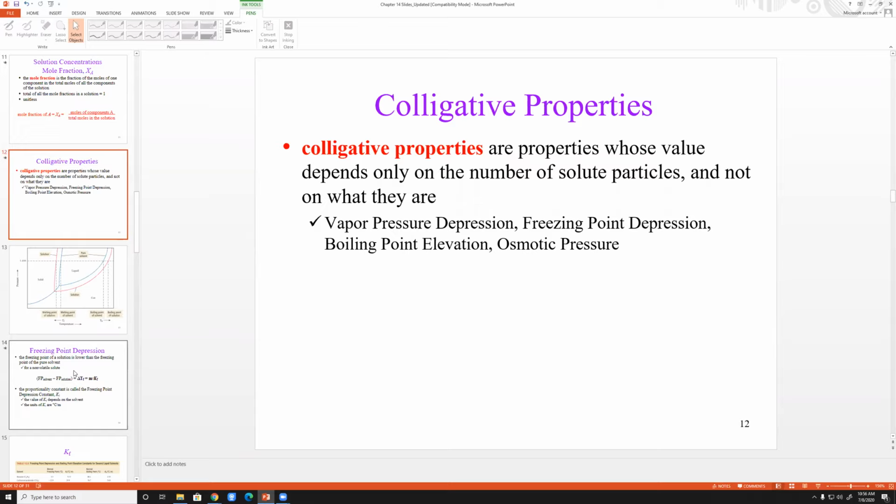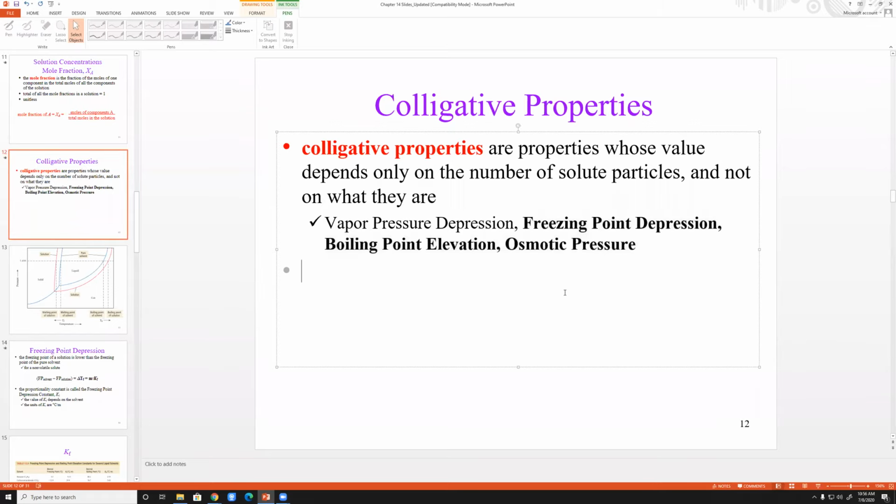We're not really going to worry about vapor pressure depression. We're not going to worry about that one. But the main 3, which are freezing point depression, boiling point elevation, and osmotic pressure: the number of, let's say, ions or molecules you have in a substance does change its boiling point a little bit.